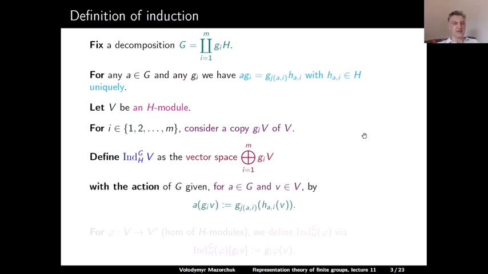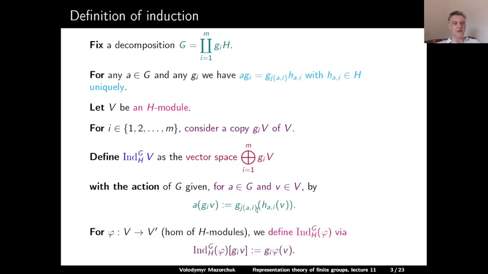And the action of G on this direct sum is given in the following way. For any element a in G and for any element v in V, the action of a on the element g_i v, so g_i v is an element from g_i V, is by definition equal to the element g with the index j of a and i, and then the element h sub a, i of v. So here h sub a, i of v is an element of V because V is an H-module, and then we have this representative g with the index j of a, i.